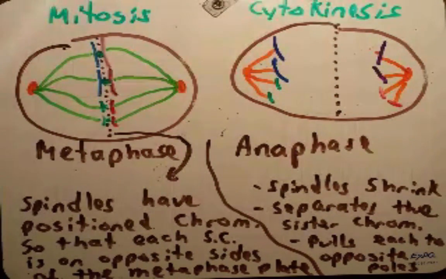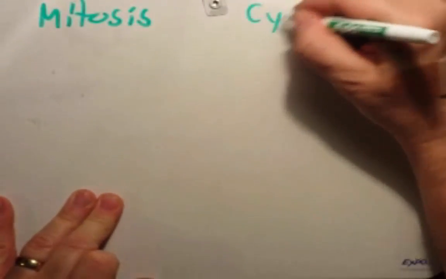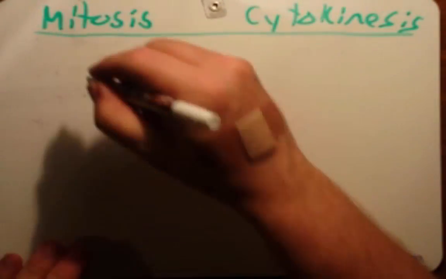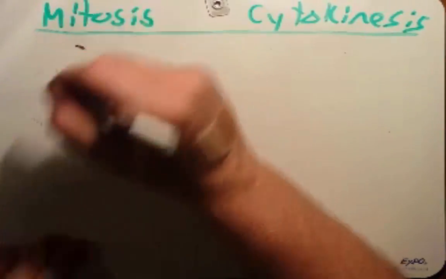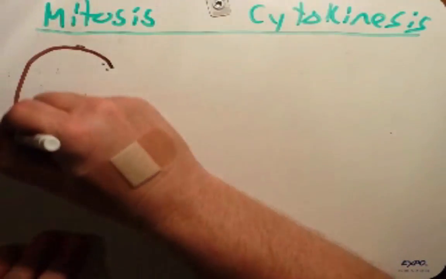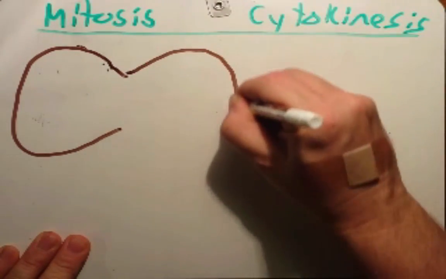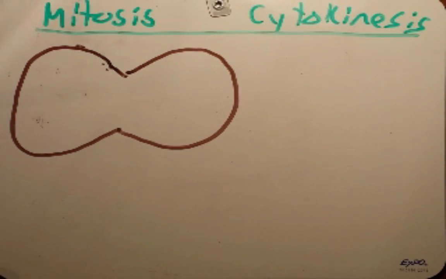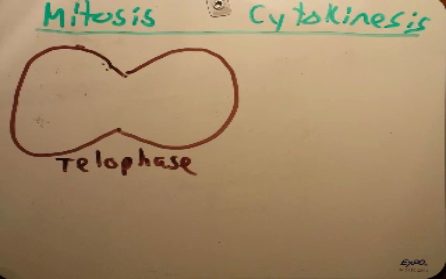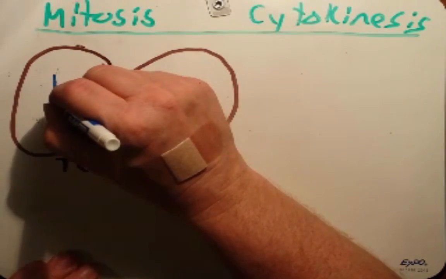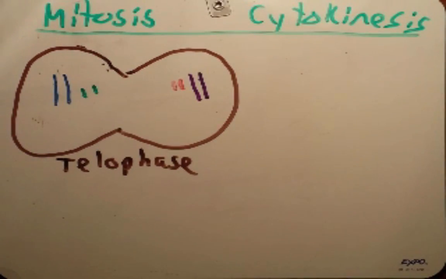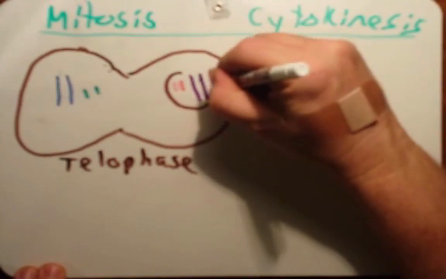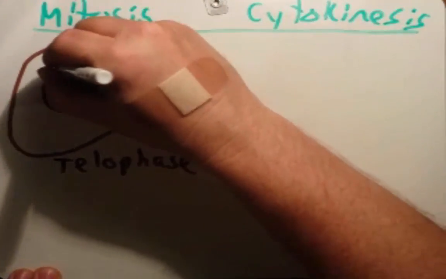Okay, now we're ready to talk about telophase and then cytokinesis. Alright, still talking about mitosis and cytokinesis, but now we've moved almost to the end game here. So we're going to draw our cell again here, and this time I'm going to draw the cells a little different, because what we're going to see here during telophase is that the chromosomes have now each made it to their destination here. The nuclear membrane now begins to reform around each one, as shown here.